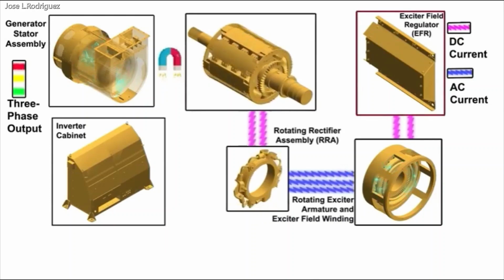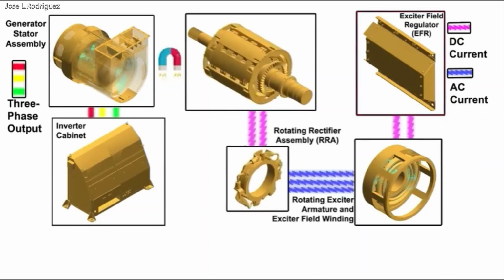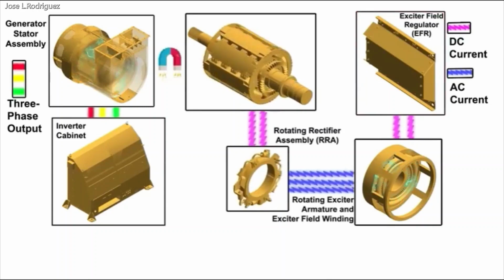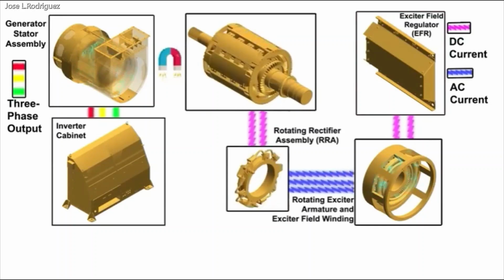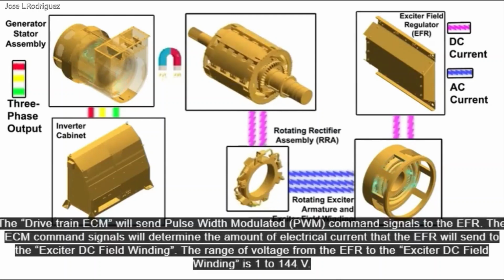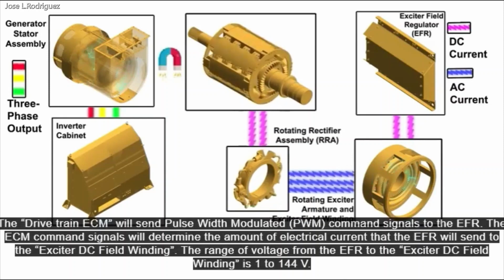The increased DC current generates a stronger magnetic field in the main rotor windings. The main rotor windings' magnetic field and relative displacement interacts with the generator stator assembly, creating a further increased three-phase AC voltage. The three-phase AC voltage from the generator stator assembly is sent to the inverter cabinet to power the electric drive system. The drivetrain ECM will send pulse-width modulated command signals to the EFR.